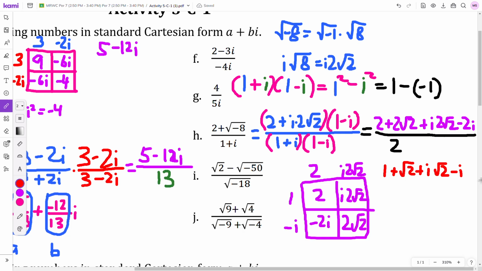Because this is not a plus bi format. So we have to factor out that i. We have to get that right. So we're going to have this right here plus i times root 2 minus 1.